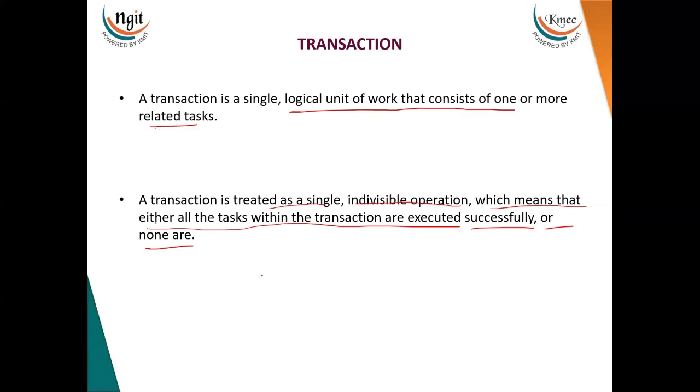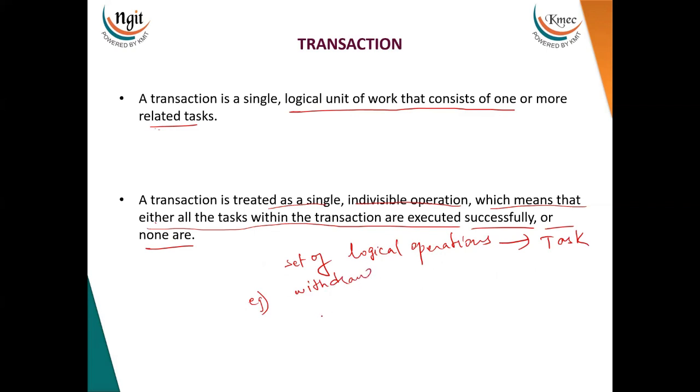In simple words, you can define a transaction as a set of logical operations, or a collection of logical operations in order to perform a specific task, and it is known as a transaction. For example, withdrawal is a transaction that the user would like to initiate. In that case, what are the several operations that are included in order to have a successful withdrawal transaction?